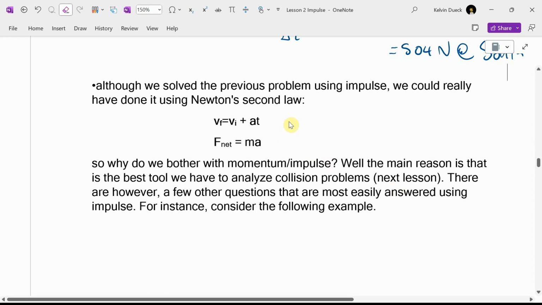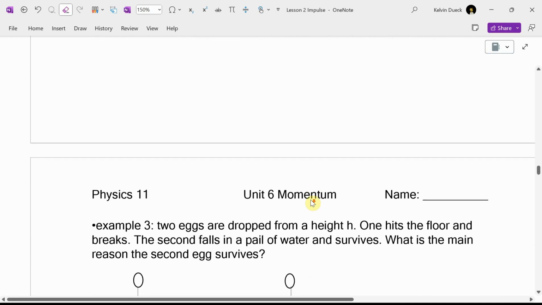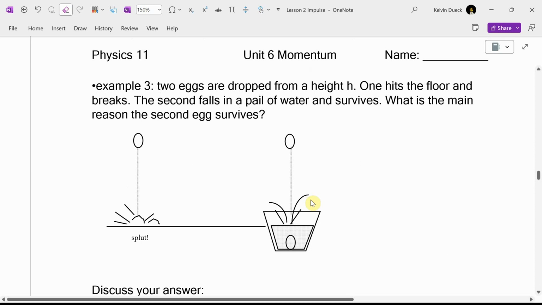Jaden, although we solved this using impulse, we could have solved this whole question using F equals MA and VF equals VI plus AT, get the A by itself. So why did I bother doing this impulse thing? Well, the main reason is it's our best tool for analyzing collision problems, which is going to be next lesson. But there are some questions that can be best answered with impulse. Turn the page or next page over.